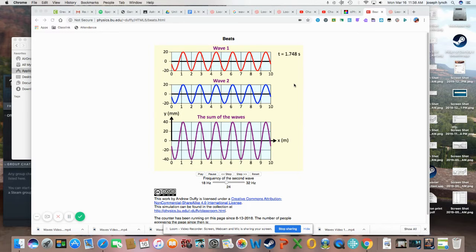All right, this video is going to be of two websites that show the concept of beats really, really well. I've got this one started out. I have wave 1 and wave 2, and they are in phase, and they have the same frequency.